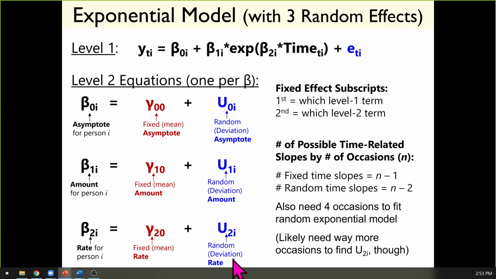I will tell you that this random rate parameter, this U2, I have never been able to get it to estimate in real data. Not once. It blows up. So these models are much more challenging to estimate, not only in terms of finding software to do it in, but also in terms of the amount of data that's needed. Any random effect that's inside a nonlinear function is going to be harder to find. The ones that are outside the nonlinear function, like the amount and the asymptote, are going to be easier to find.